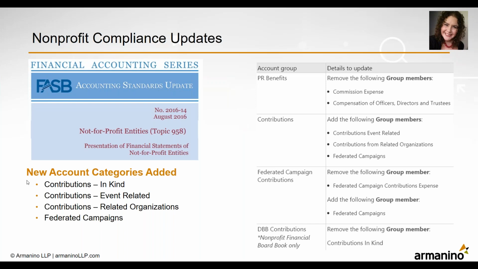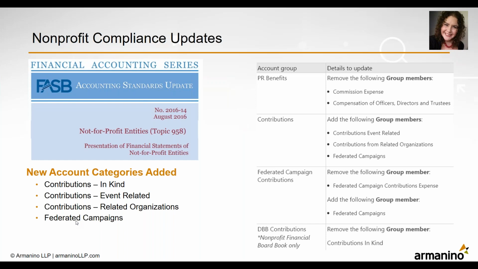So in order to help you be compliant with this, Intacct has done a couple different things. So in terms of new account categories, they've added 4 new account categories: contributions in kind, contributions event related, contributions related organizations, and federated campaigns. So these categories are specifically added to help you with 990 mapping.